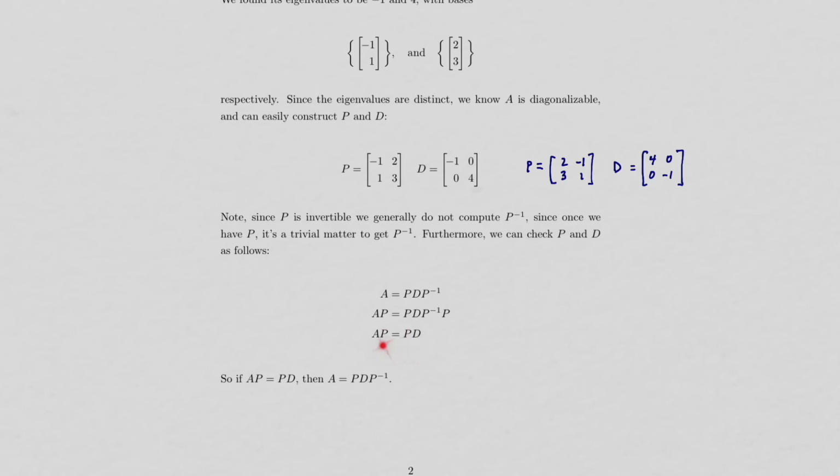If they're not equal, well, then you made a mistake somewhere. In this case, here's AP, A times P, and we get this matrix. Then when we multiply P times D, here's P and D. Interestingly, we get the same matrix as up here. So AP is equal to PD, and we have a correct factorization or diagonalization of A.